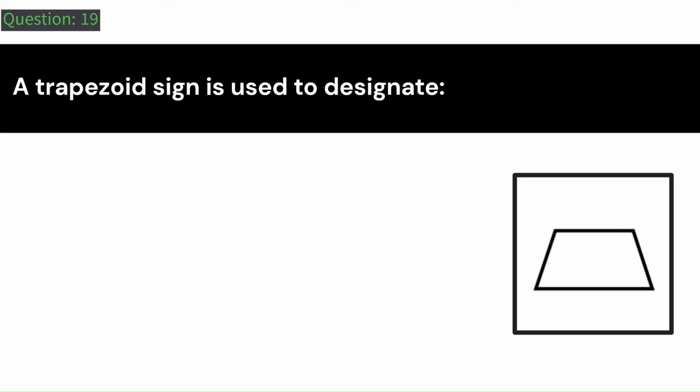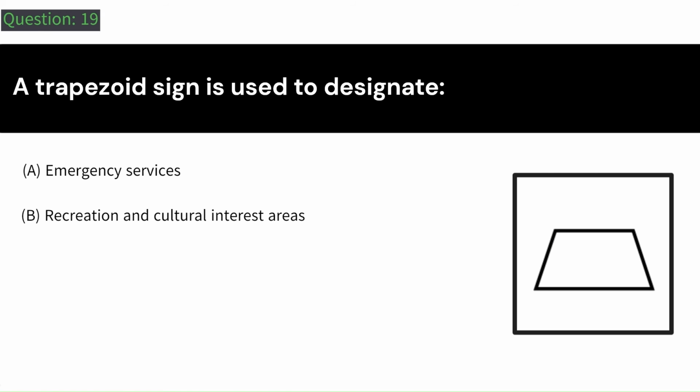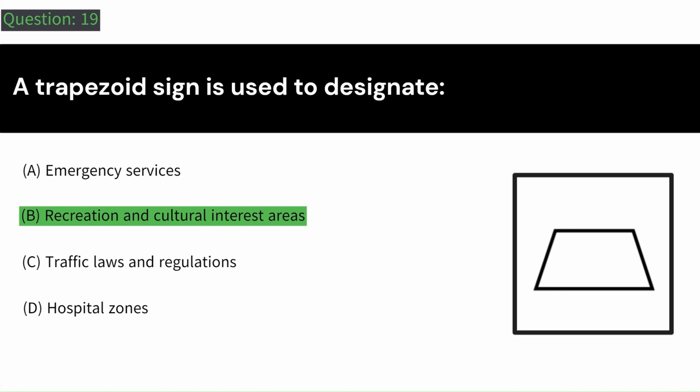A trapezoid sign is used to designate: A. Emergency services. B. Recreation and cultural interest areas. C. Traffic laws and regulations. D. Hospital zones. Answer: B. Recreation and cultural interest areas.